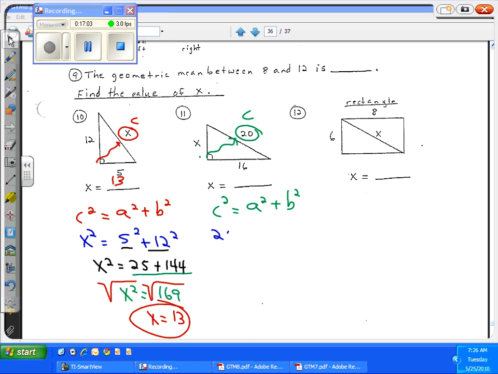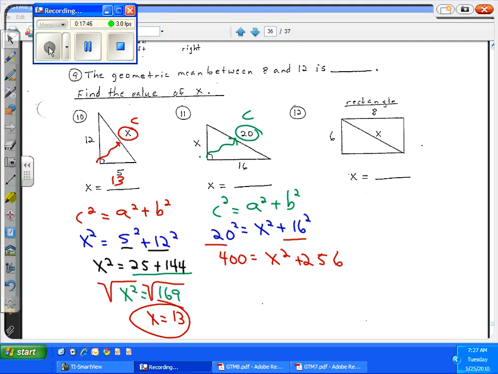So we take our C of 20 squared is equal to one leg X squared plus the other leg 16 squared. We're going to do the exponents. 20 squared is 400 equals x squared plus 16 squared is, I just lost it. That's weird. 256. 16 squared. That was weird. That left me. 256.